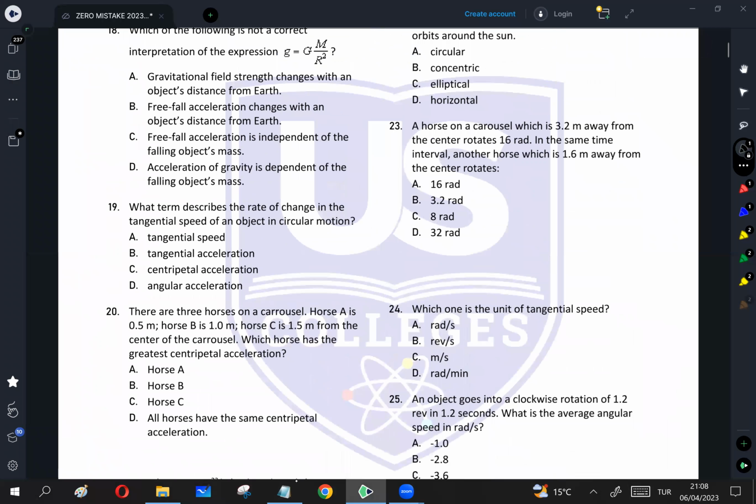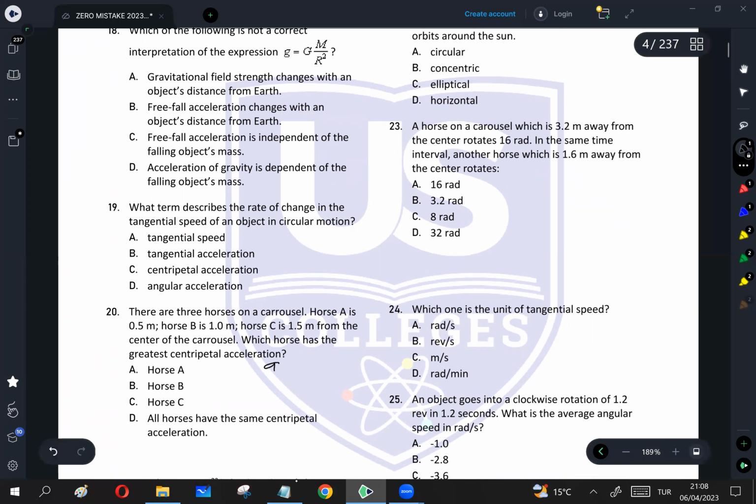There are 3 horses on a carousel. Horse A is 0.5 meter, horse B is 1 meter, horse C is 1.5 meter from the center of the carousel. Which horse has the greatest centripetal acceleration? I'm going to use centripetal acceleration again, r omega squared. Why? Because these horses are on a rigid object, so all of these horses will have the same angular speed. That's why as r increases, a_c increases. Of course, which horse has greater distance from the center? Horse C has the greatest distance, and the radius of the circle for horse C is the largest. That's why centripetal acceleration is going to be greatest for horse C.